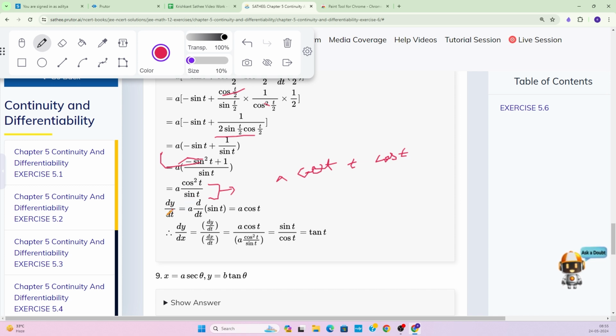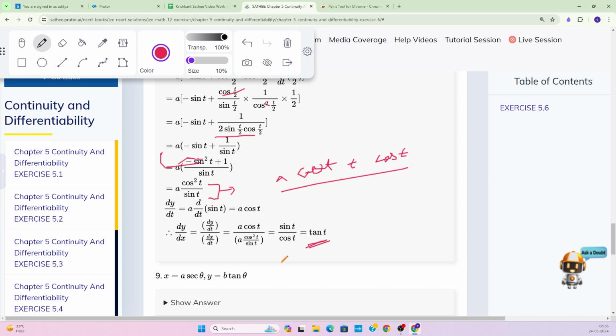Now dy over dt will be just simple a cos t. Now divide a cos t by this. If you are using this, then a cos t will be cancelled, and you are only left with 1 by cot t, and 1 by cot t is just tan t. So you get your answer as tan t.